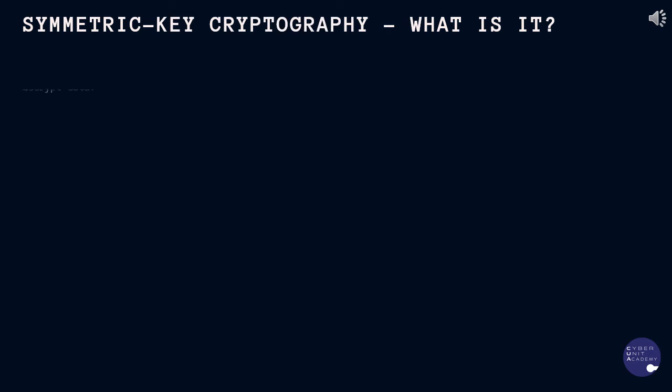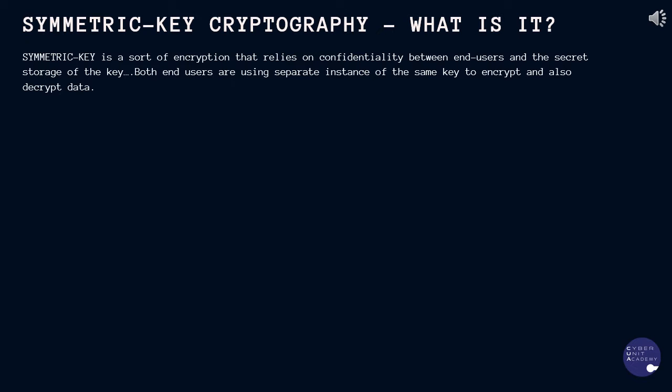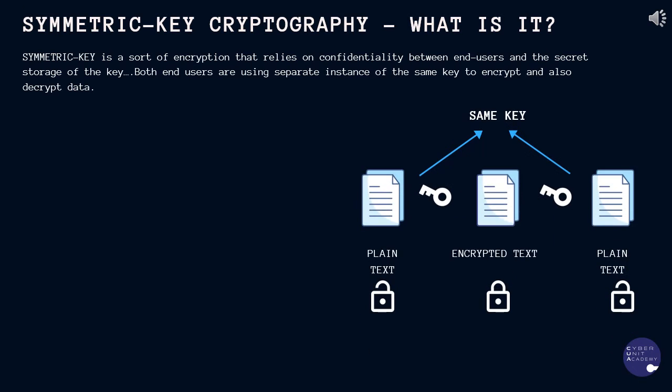So what is symmetric key cryptography? It is a situation when both the sender and receiver share a single key. The sender uses this key to encrypt plain text and send a cipher text to the receiver. On the other side, the receiver applies the same key to decrypt the message and recover the plain text.